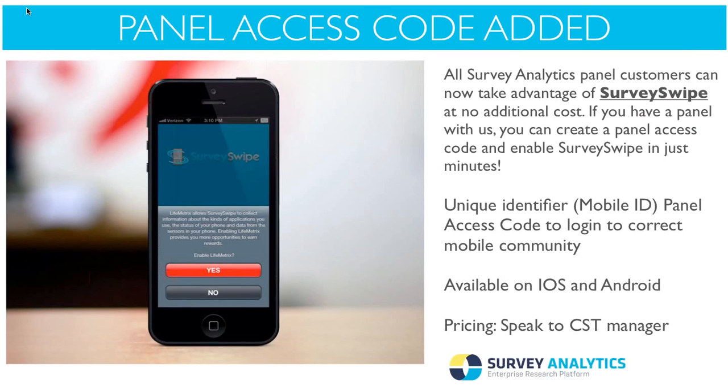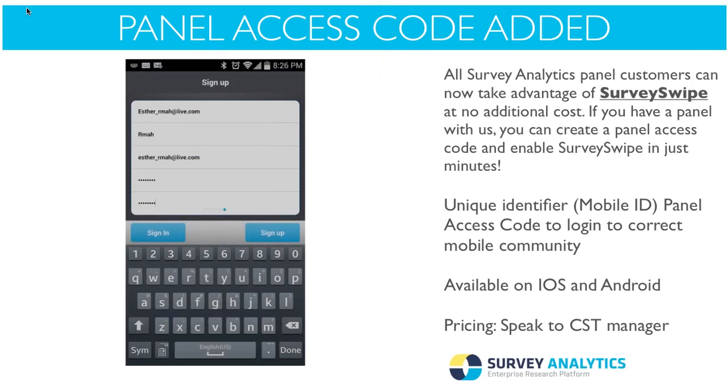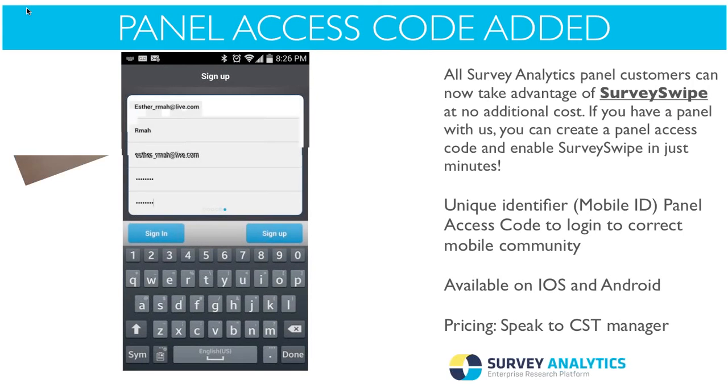To do that, all you need to do is add a unique mobile identifier to your panel access code to log into the correct community, and then you're all set to go. It's just a matter of logging in and typing in the access code, and then they have SurveySwipe available on their tool, they're in the correct panel, and you can start sending them surveys and grabbing real-time data when they need.